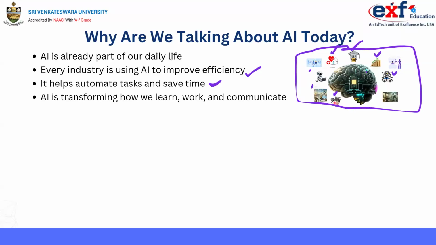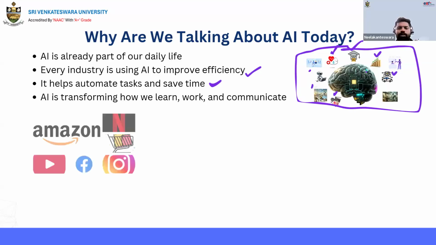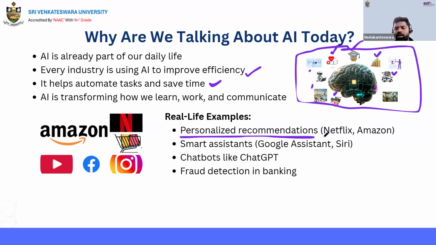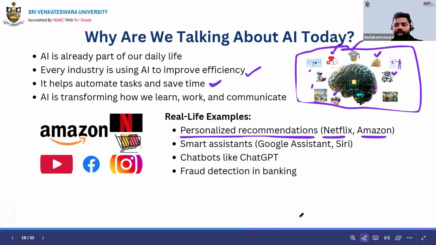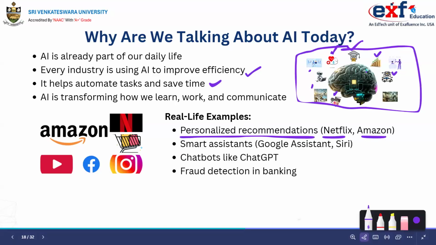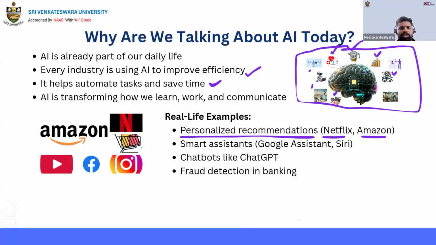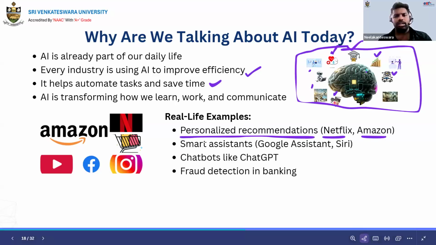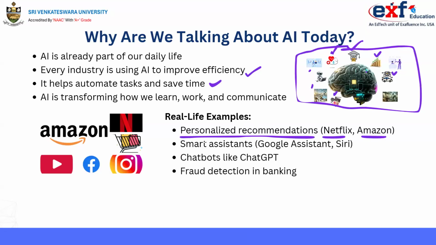Now see about the things. Here I mentioned some real-life examples of where we use AI. We use personalized recommendation systems in Netflix and Amazon. After you watch a movie, they will suggest movies. For each and every customer, their suggestions are different. How do they know your interest? By checking your previous watching history.